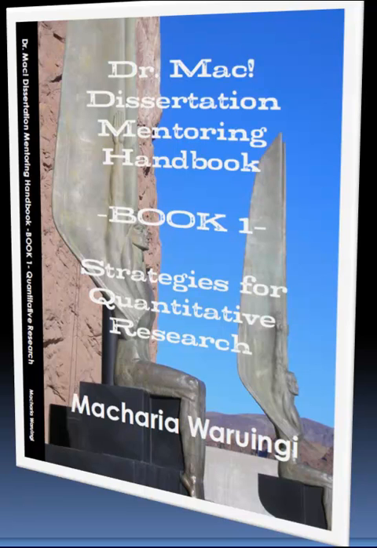So today we are going to speak about the anatomy of chapter 2 of a quantitative proposal. This is in part 2 of the Dissertation Mentoring Handbook, Book 1. The focus of chapter 2 is literature review, as you know. The average length of chapter 2 is about 40 pages. The recommended length of chapter 2 is between 30 and 50 pages.